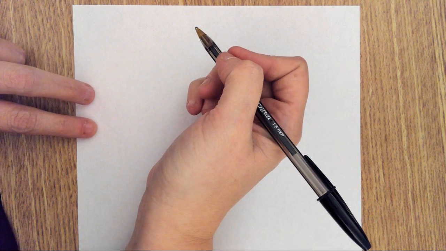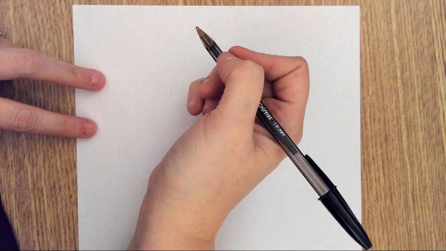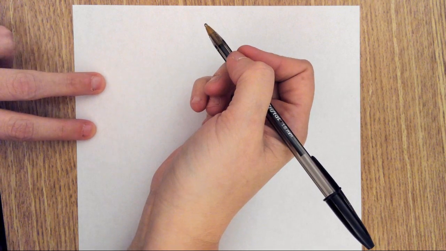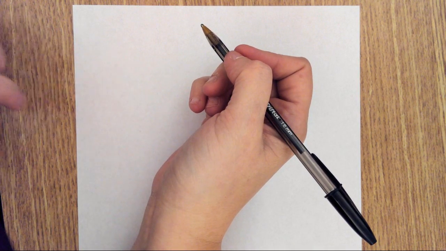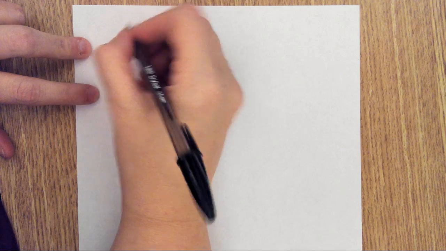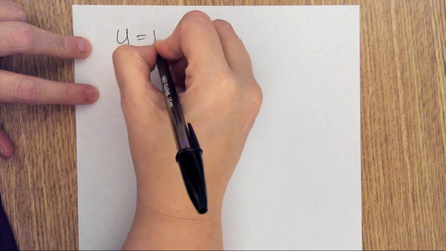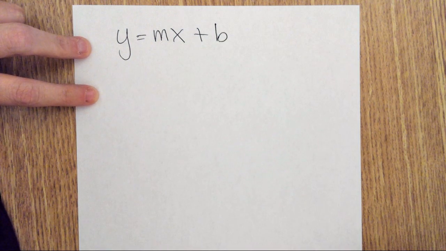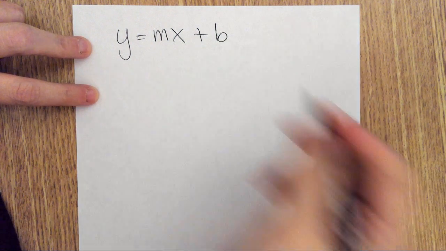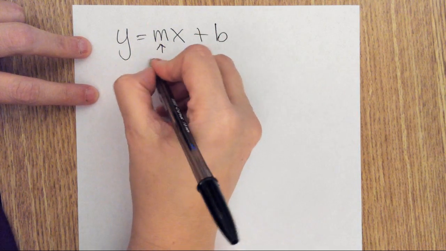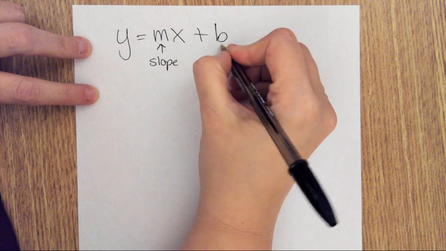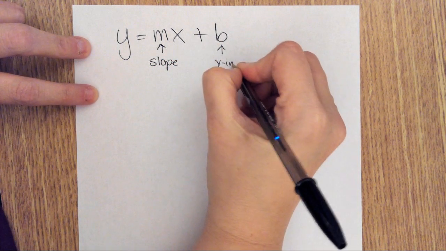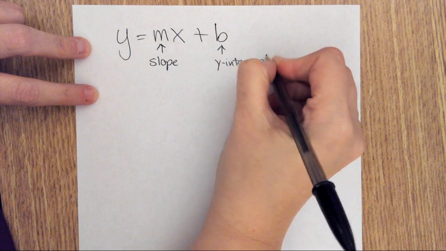Today in class we talked about some review concepts, so I want to go back over those just in case you have any questions. The first thing we talked about was the parts of an equation. So let's say we have an equation y equals mx plus b. This is our slope-intercept form of a linear equation. We call it slope-intercept because m is the slope, b is the y-intercept.